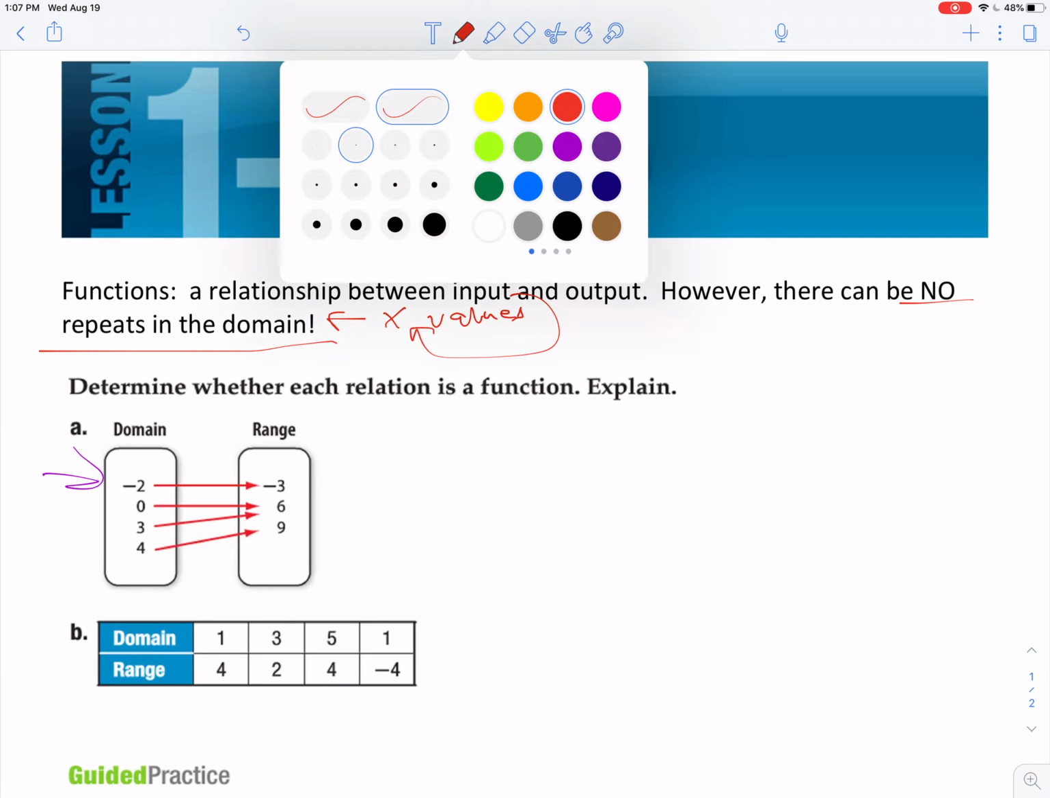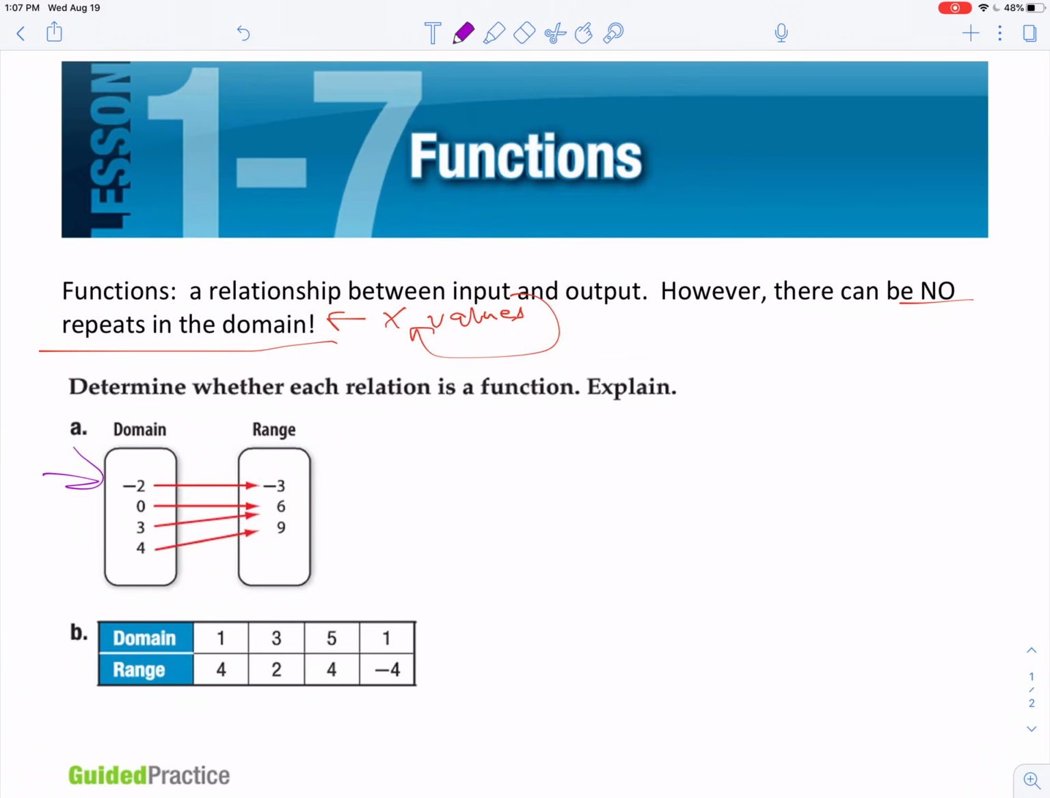So how does that look like on an example? Come over here to domain. If I said, where does -2 point? You should be able to tell me one answer. Okay? No more. Just one. -2 goes to 3. That one's okay. 0 goes to 6. That's okay. 3 goes to 6. That's okay. 4 goes to 9. That's okay.